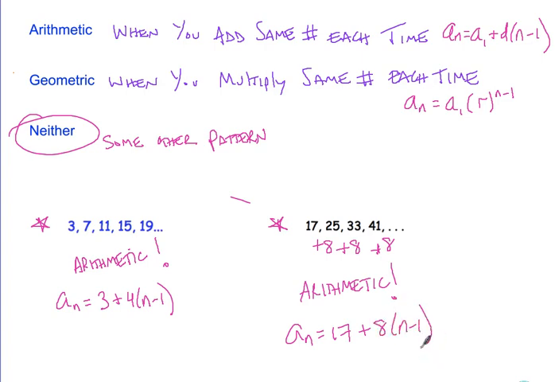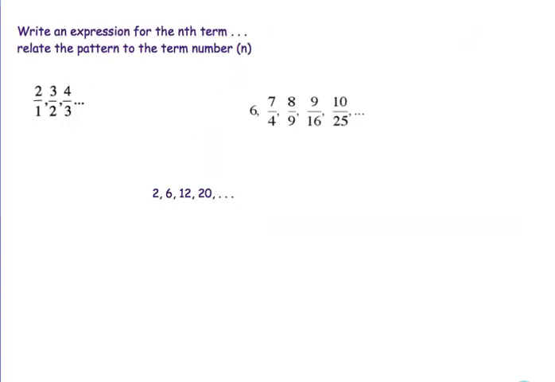Great. Okay, now if it happens to be geometric, if you're multiplying by the same thing each time, great, you've got a formula. But again, it's not always going to be arithmetic or geometric. So let's look at these examples here. Let's start with this one down here in the middle, kind of toward the bottom.